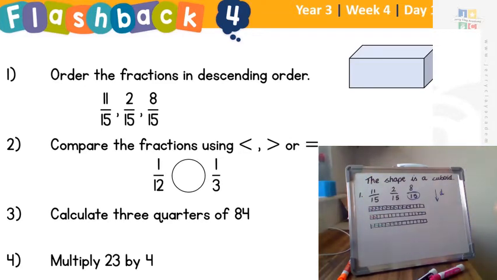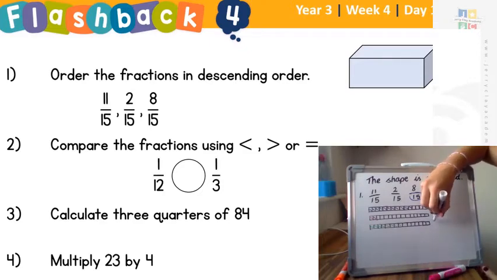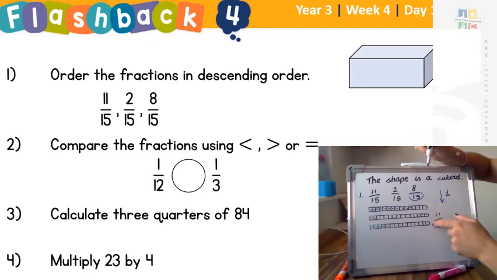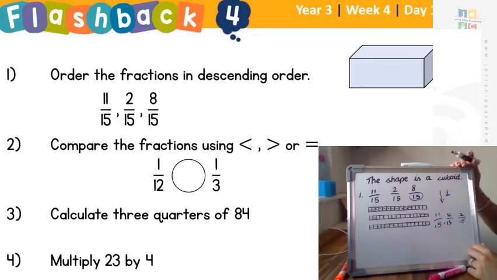Now looking at this, we can see which one is going to be our biggest. Which one is the biggest amount, which has got the highest amount shaded? It's going to be 11/15. We then know our next one is going to be 8/15 because that's our next biggest fraction. And finally, my last one will be 2/15 because that's my smallest fraction. Now, because they all have the same denominator, and we are starting with the biggest number and going descending, we could have looked just to see which was the biggest numerator and made them into smaller ones.